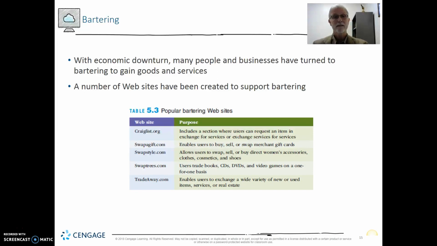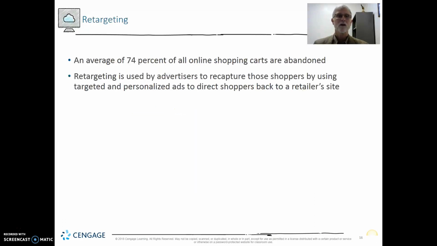The bartering sites, Craigslist, Swap, there are several of them out there, but basically it is, how do I start sharing information person to person to offset that? Now, retargeting is kind of an interesting figure.